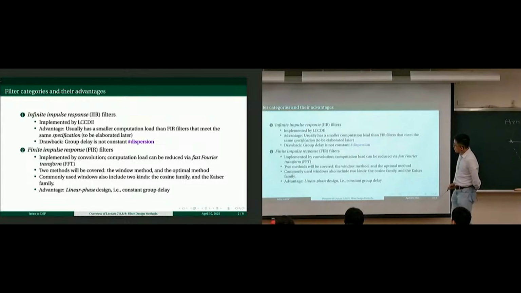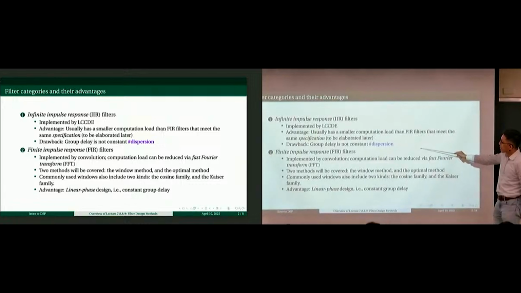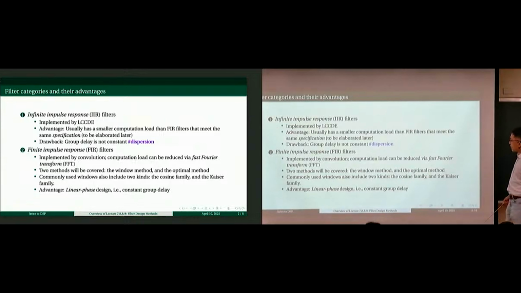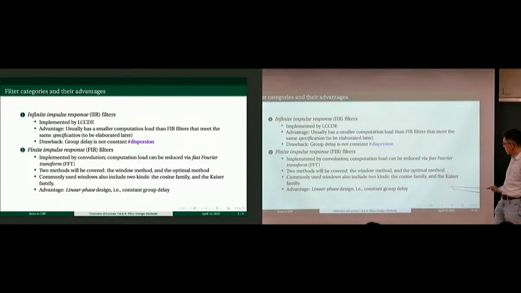So the next point, then, it comes with a drawback. IIR has a drawback of having a non-constant group delay, whereas in FIR we'll cover two different methods: window method and optimal method, and the window method even has two different families of windows that we will cover: the cosine family and the Kaiser family. But we're talking about group delay. Group delay cannot be constant for IIR filters.